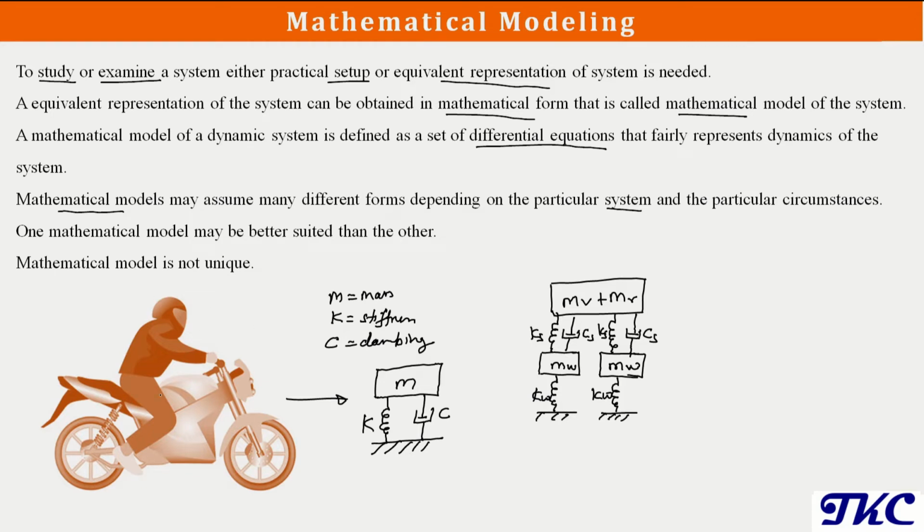Once we have converted a system into blocks based on various elements, by applying the laws of physics that it follows we get the governing equations, which are nothing but the mathematical model of this system. We will see later in this course how to get the mathematical model of a given system. Here we can see that the mathematical model obtained based on this model will be different from the one based on that model.